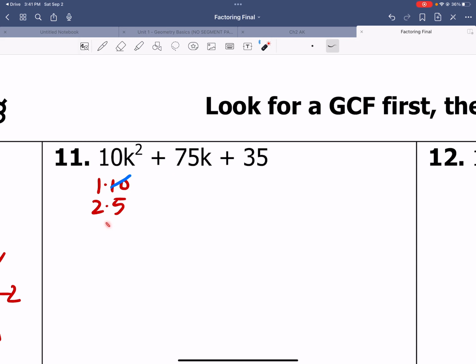Does 5 go into 75? Yes. Does 5 also go into 35? Yes. Then the GCF is going to be 5. I don't even have to look for a number smaller than 5 because that's the greatest number. That's how I check. But this method only works if you have pretty good number sense. So keep that in mind. So you do the 5.